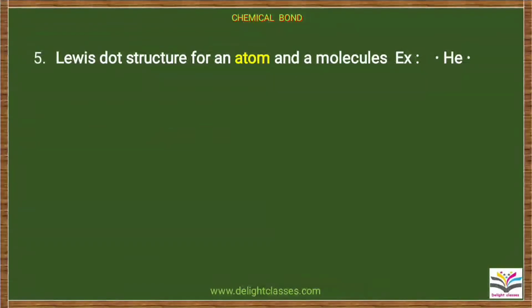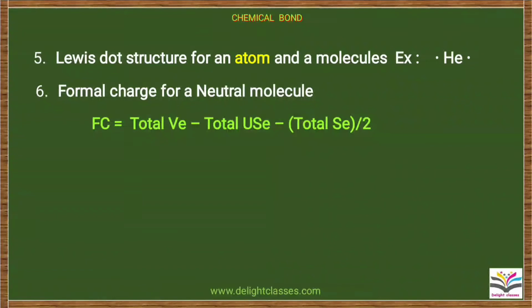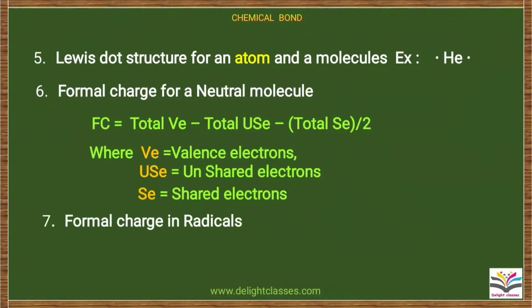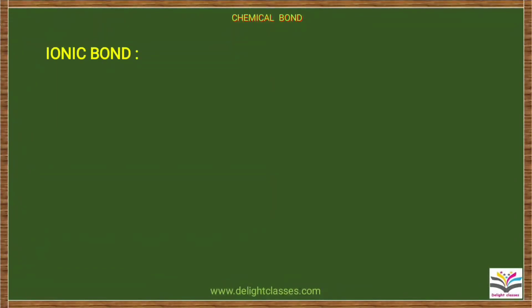Lewis dot structure for an atom, around helium 2 electrons. Formal charge for a neutral molecule, formula: total valence electrons minus total unshared electrons minus half of the total shared electrons. Valence electrons, unshared electrons, shared electrons. Formal charge in radicals: average formal charge for oxygen in PO4 3- is -3/4.